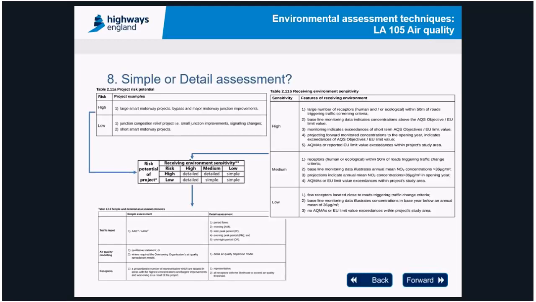All those factors have now been brought together within the DMRB, and there's a flowchart that articulates this well. At the end of that, it gives you an outcome of whether you need to ideally do a simple base assessment or a more detailed base assessment. And what we're also doing in the DMRB now is providing some context around that.